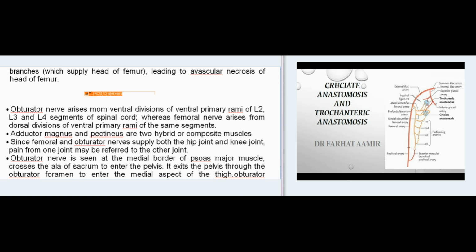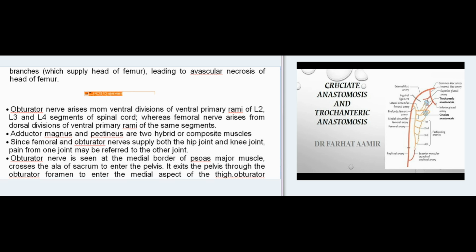The obturator nerve arises from ventral divisions of ventral primary rami of L2, L3, and L4 segments of the spinal cord, whereas the femoral nerve arises from dorsal divisions of ventral primary rami of the same segments. Adductor magnus and pectineus are 2 hybrid or composite muscles, since femoral and obturator nerves supply both the hip joint and knee joint. Pain from one joint may be referred to the other joint.